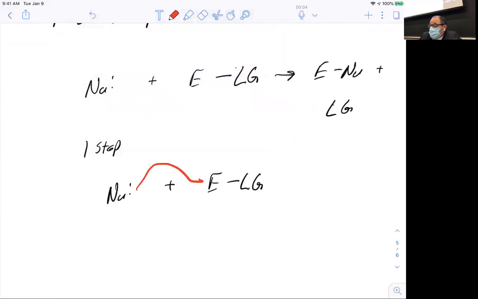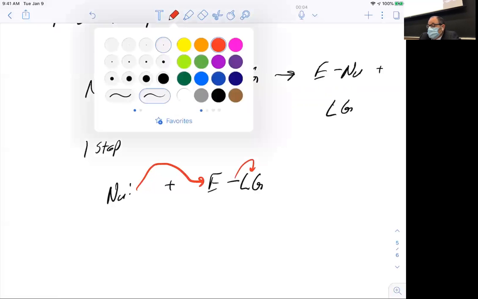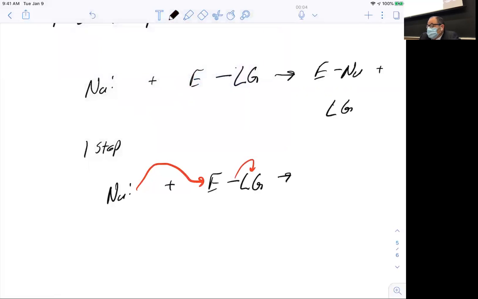where the nucleophile comes in, attacks the electrophile, leaving group leaves, making a new bond to the nucleophile, plus now I have a leaving group. I'll just do it neutral like that, all in one step. Going back to our kinetics and thermodynamics, right? This would have one transition state.